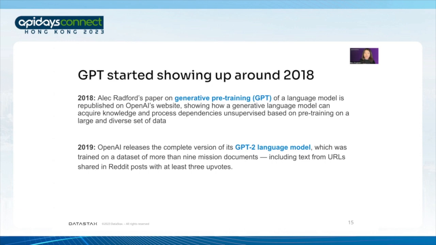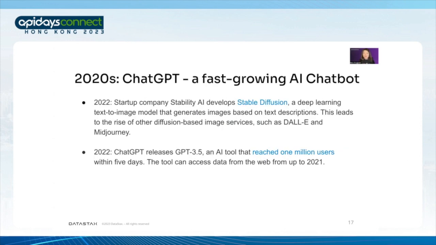I mean, as such, it's trained on a smaller data set than what we have today in GPT-4. And then we go into the 2020s. When you take a look at it, it's only a little over a year ago: Stable Diffusion, right? We might have heard of it, a deep learning text-to-image model that generates images based on text descriptions. So it leads to the rise of other diffusion-based image services like DALL-E and Midjourney too.